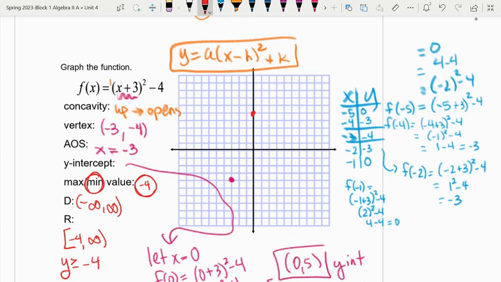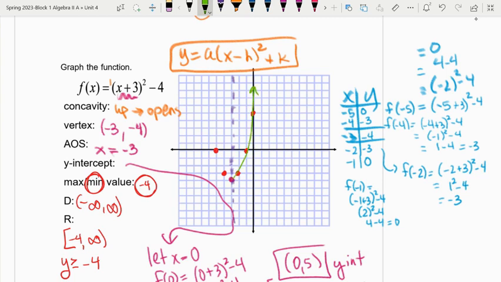So negative 5 is 0. 1, 2, 3, 4, 5, 0. Back, forward, down 3. 1, 2, 3, 4, down 1, 2, 3. Back 2, down 3. And then negative 1, 0. Let's draw in your axis of symmetry. So the axis of symmetry is through the middle of this thing. So it's at x equals negative 3. And then sketch that and make sure it looks symmetrical.